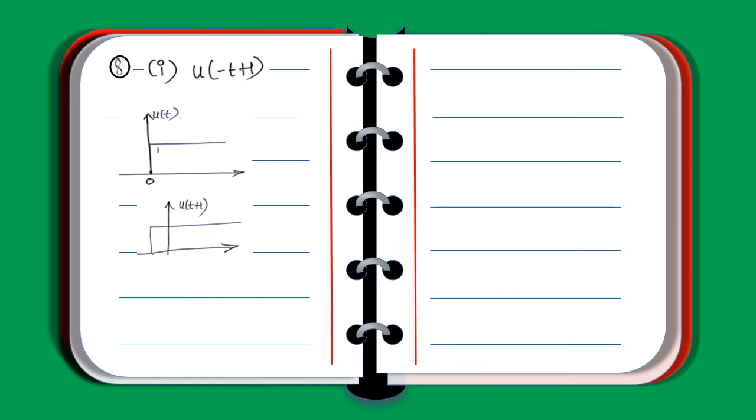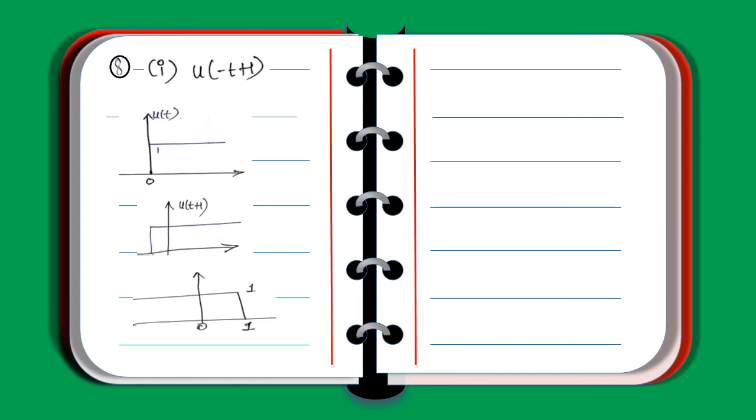signal to get u of minus t plus 1. This is the mirror image of the signal u of t plus 1 about the vertical axis. So this last graph shows u of minus t plus 1.